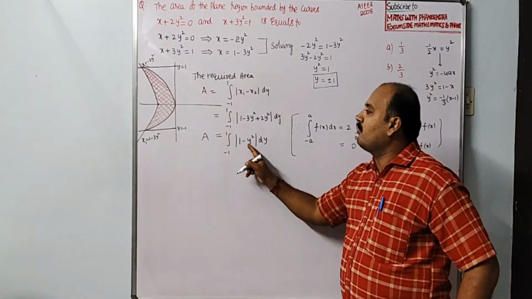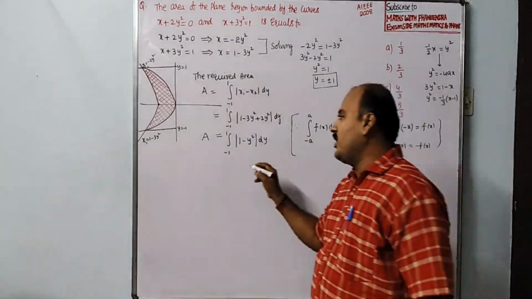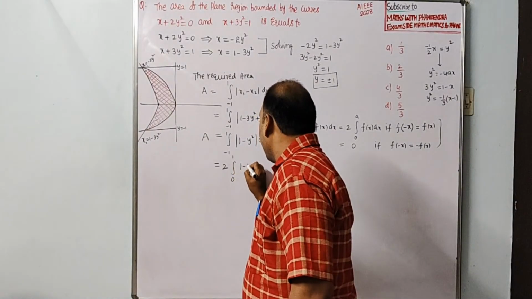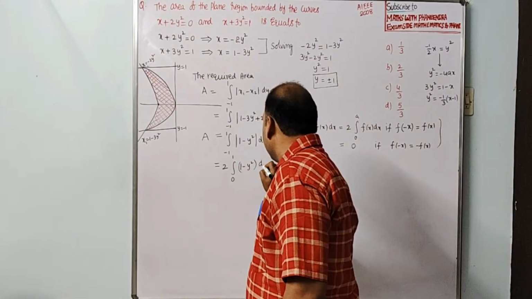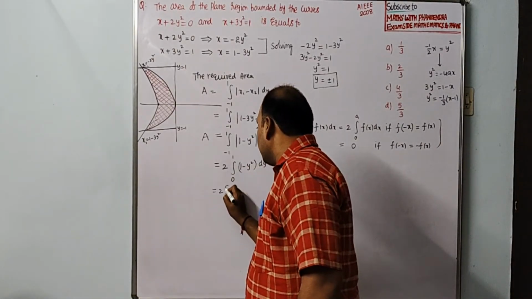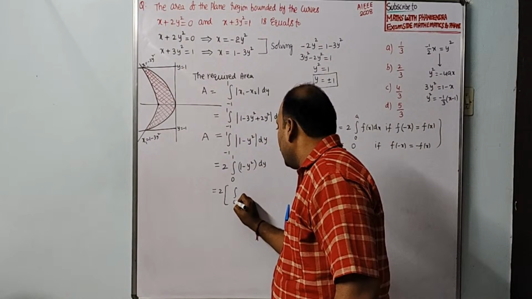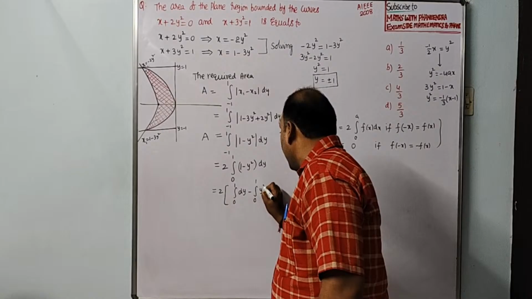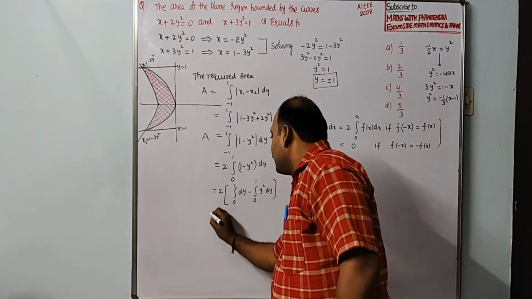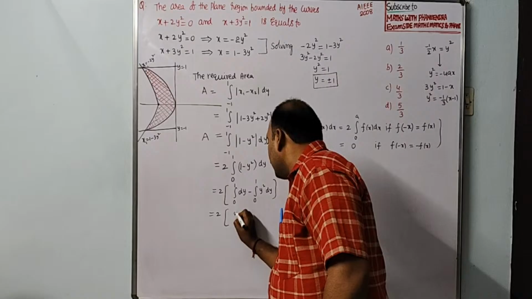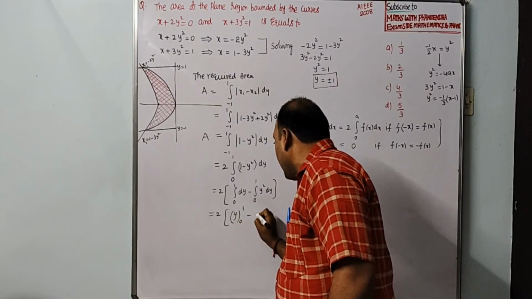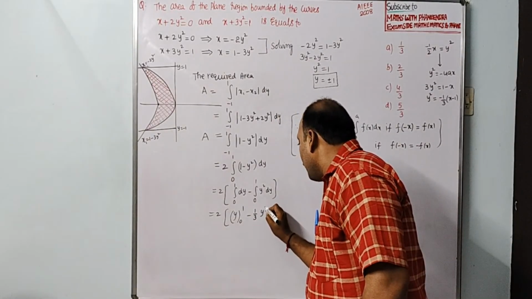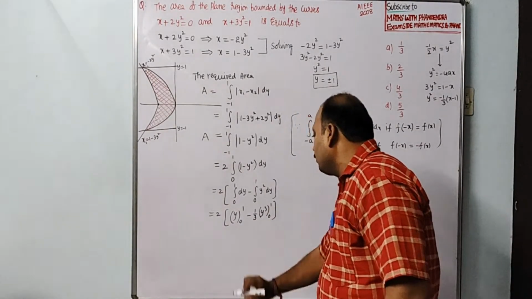But according to the question, 1 minus y square is an even function. We can write it as 2 times the integral from 0 to 1 of (1 minus y square) dy. So, normal integration: 2 times [integral 0 to 1 dy minus integral 0 to 1 y square dy], which is equal to 2 times [integral of dy is y, applying the limit 0 to 1, minus integral of y square, 1 by 3 into y cube, applying the limit 0 to 1].